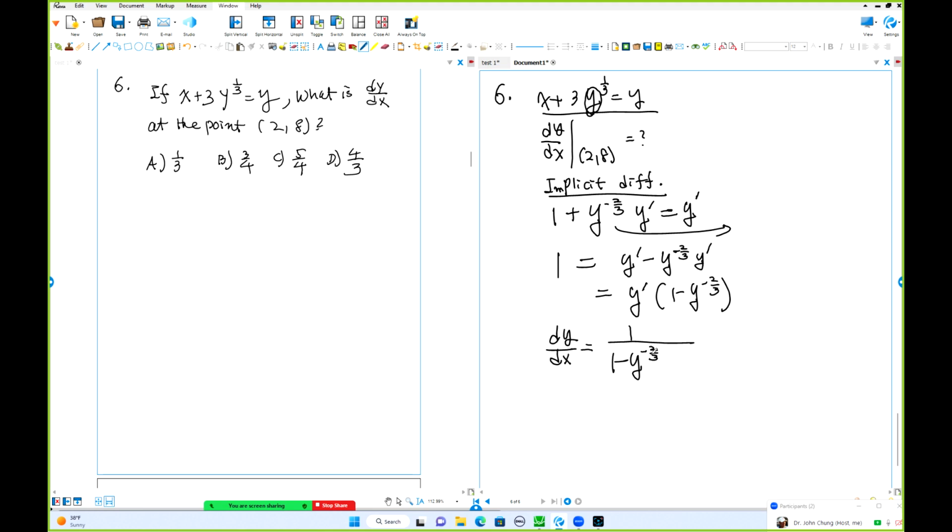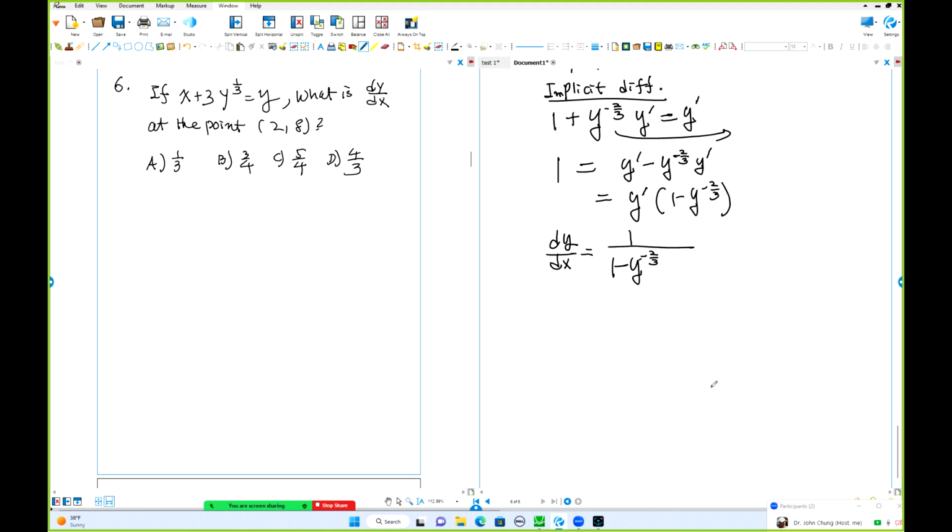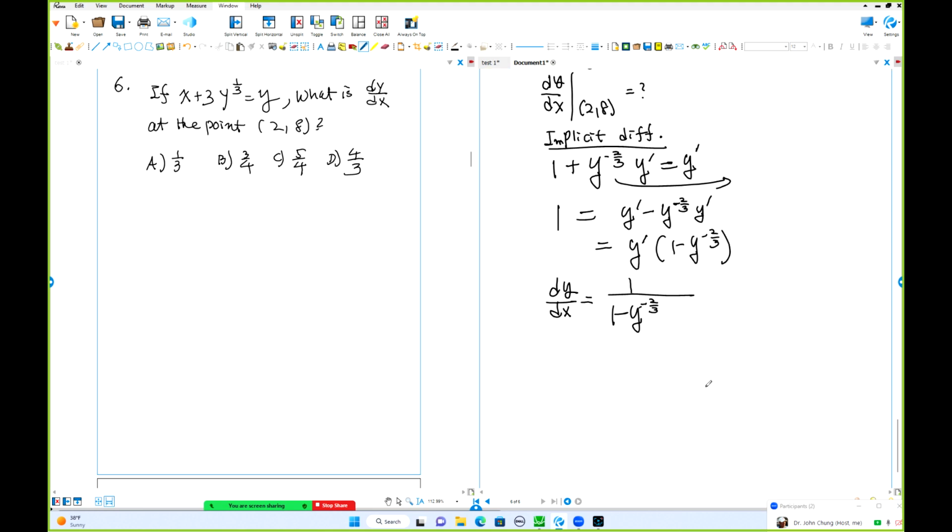Now let's find it. Actually, we don't need the variable x, okay? We need only the variable y, because there is only variable y there. Now the point is x is 2, y is 8, but there's no x. Just put this number y there, okay? y is 8, to the negative 2/3, and 1. Now find this number.